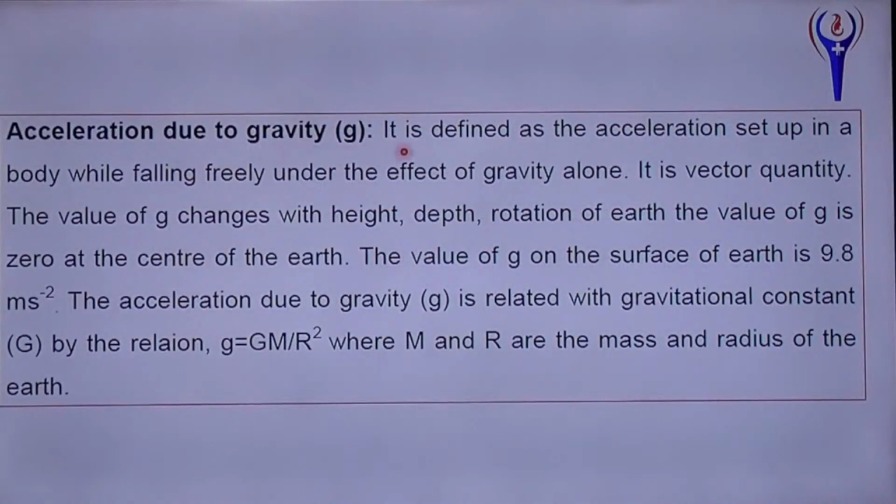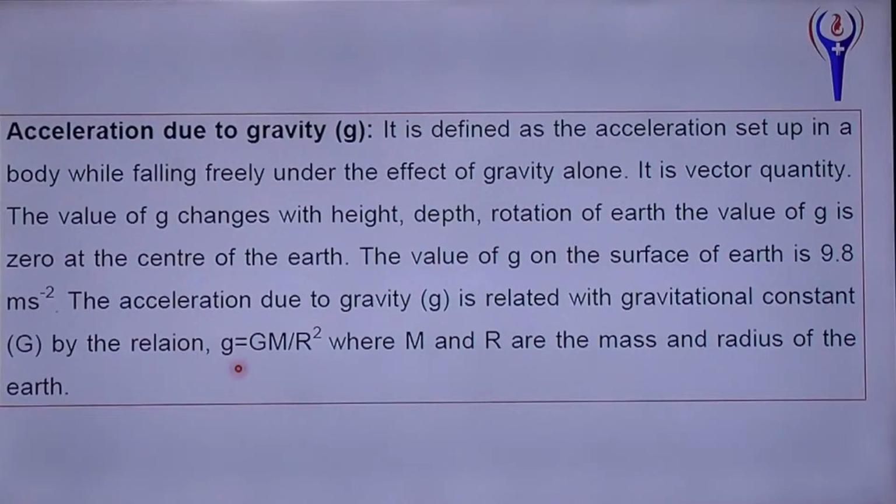Acceleration due to gravity is defined as the acceleration set up in a body while falling freely under the effect of gravity alone, and it is a vector quantity. Value of g changes with height, depth, and rotation of earth. The value of g is 0 at the center of earth, and g equal to GM by r square. Note down this formula.